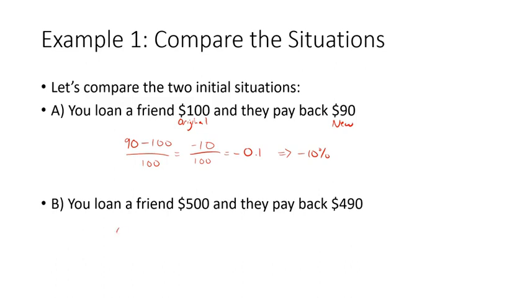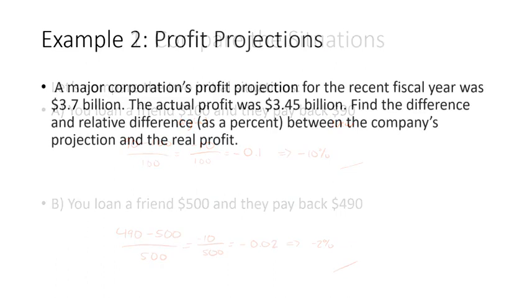The other situation, if we have $490 given back to us and we loaned them $500, when we divide by 500, now we have negative 10 divided by 500, which is negative 0.02, which is negative 2%. So in the first situation, you were missing 10% of your money. In the second situation, you're only missing 2% of your money. And so the relative difference shows the difference in these two situations more clearly than just the actual difference by just subtracting.